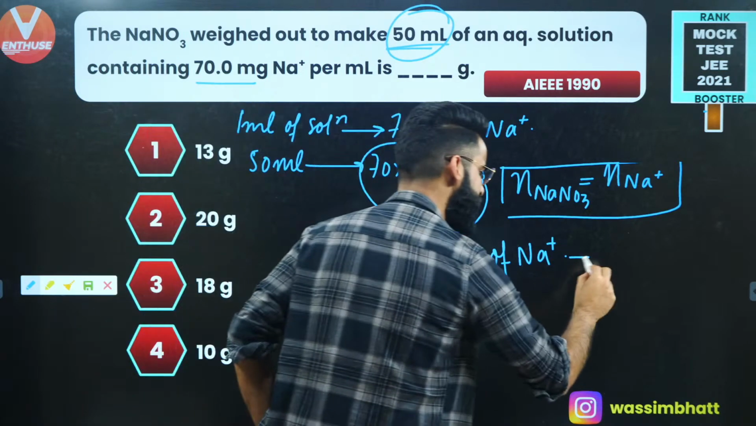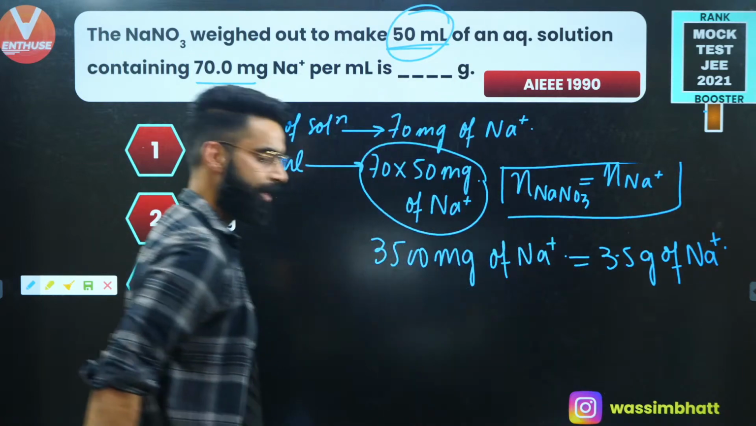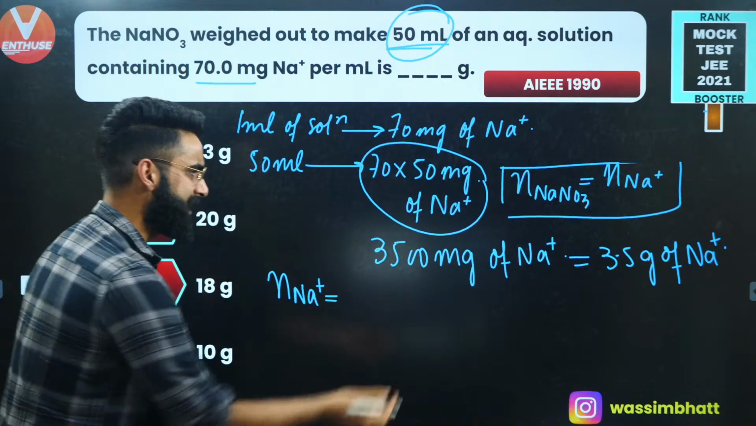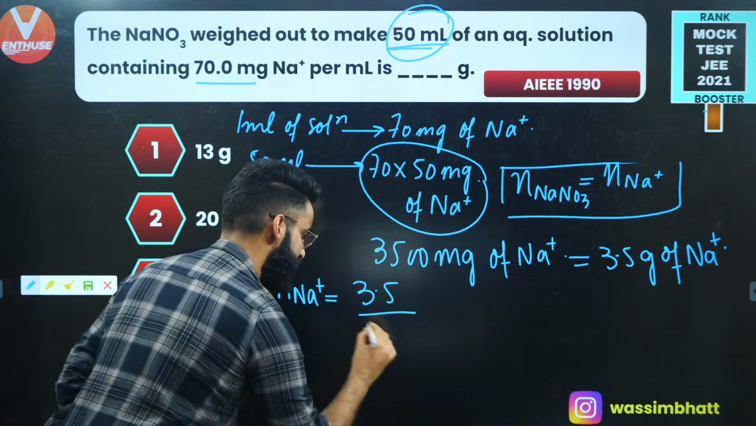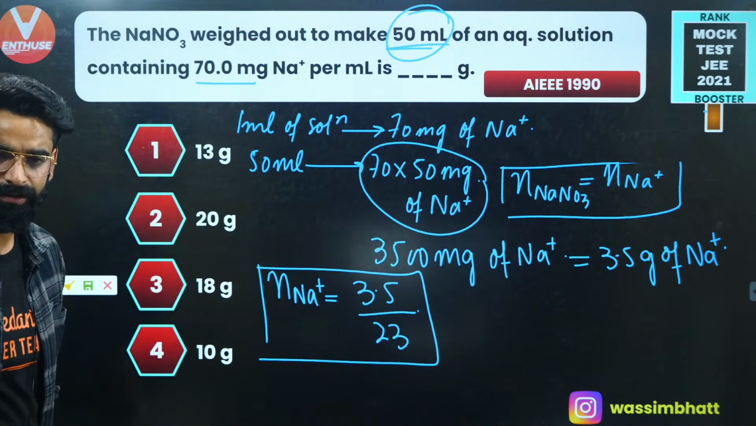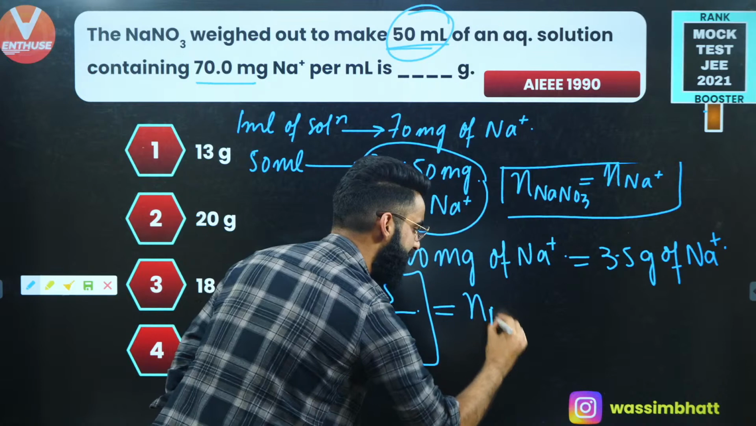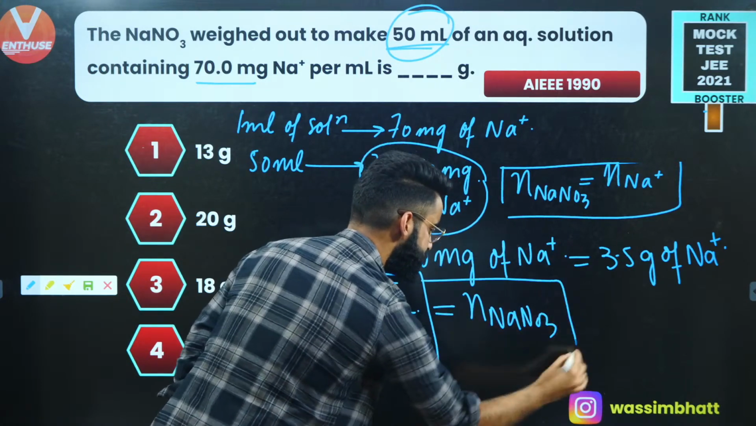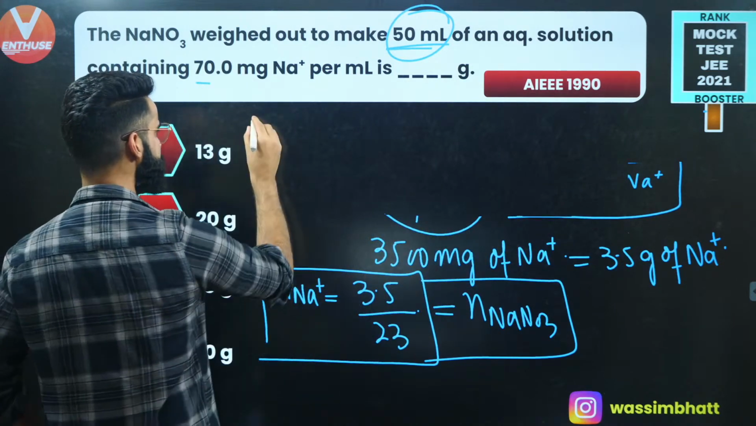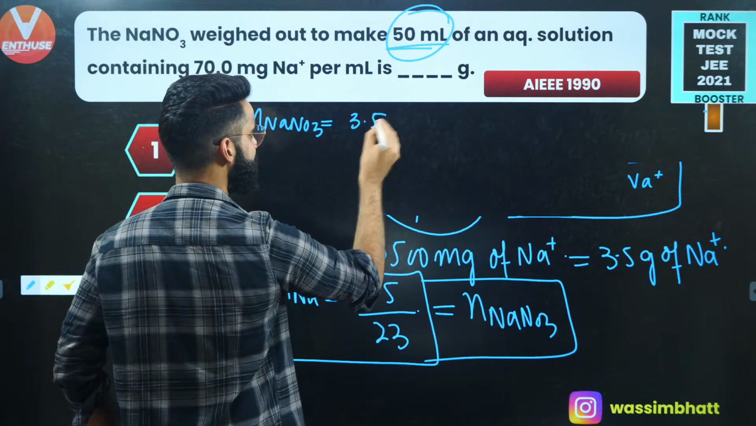3500 milligrams means simply 3.5 grams. So 3.5 grams of Na+ are present in the solution. If I ask you how many moles of Na+ will be there in the solution, you will say mass of the solution, which is 3.5 grams, divided by molar mass of Na+, which is 23. So these many moles of Na+ are there in the solution. And whatever are the moles of Na+ in the solution, the same are the moles of NaNO3 in the solution. So the moles of NaNO3 in the solution are 3.5 divided by 23.